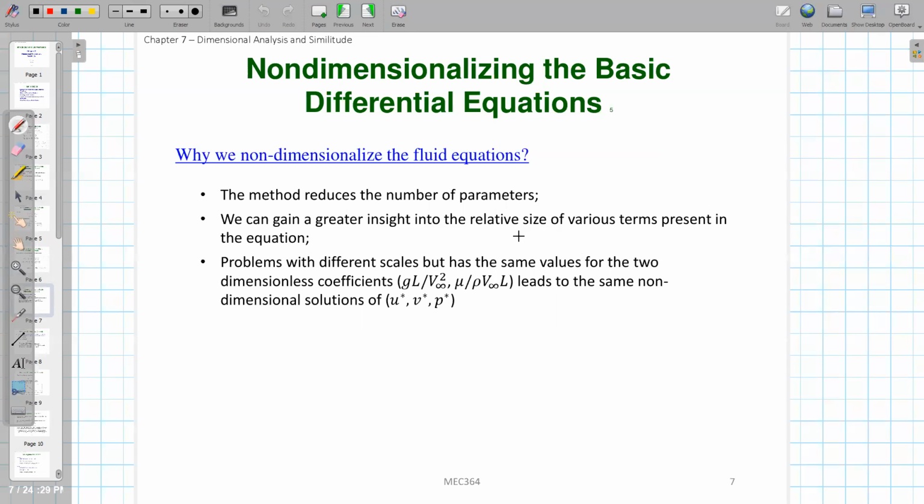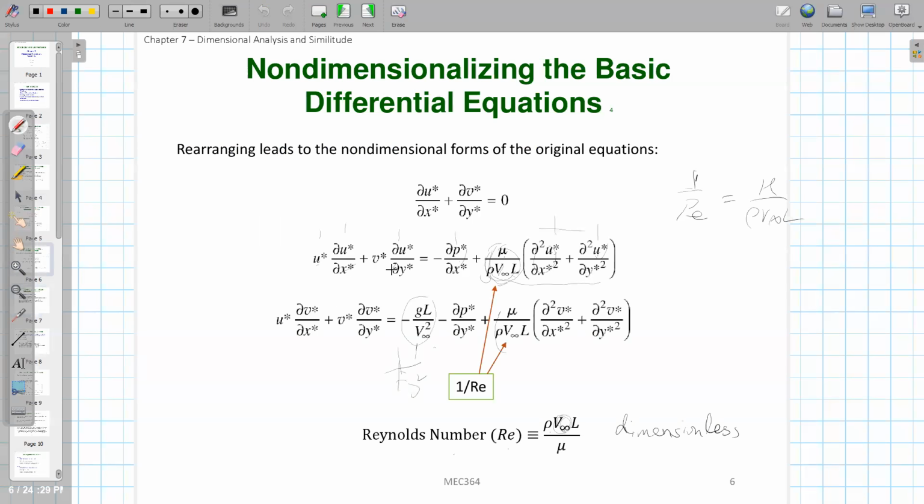Okay, last thing. Assume you have two problems, for example. If I have a small cylinder for flow over this one, this cylinder has diameter d1, velocity v1 infinity, and it has density rho1 and viscosity mu1, where rho1 is the fluid density and mu1 is the fluid viscosity.